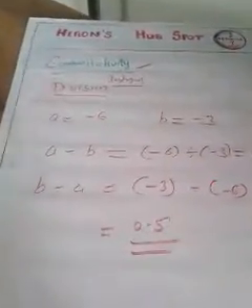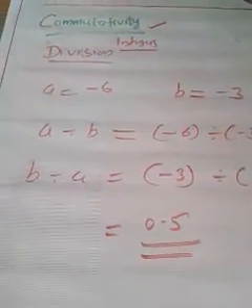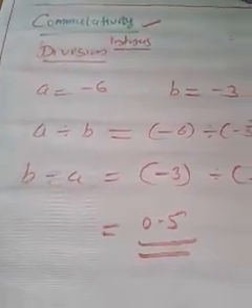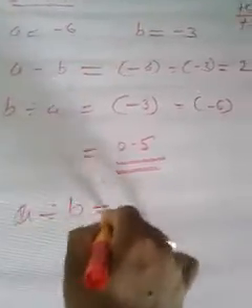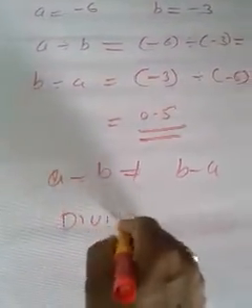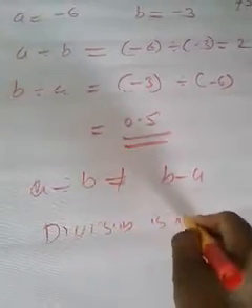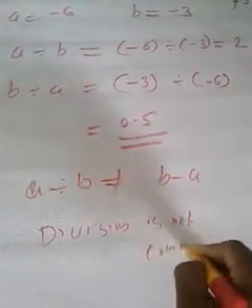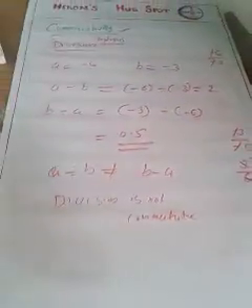Can you say that division is commutative in integers? No, because a divided by b and b divided by a are different. So a divided by b and b divided by a are not equal. That means division is not commutative. Division is not commutative in integers.